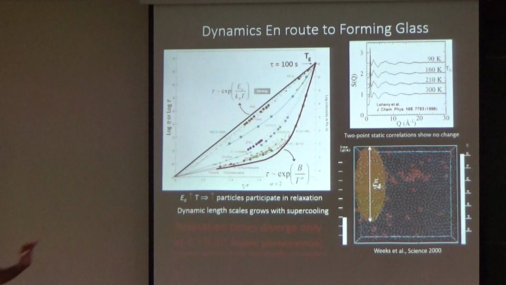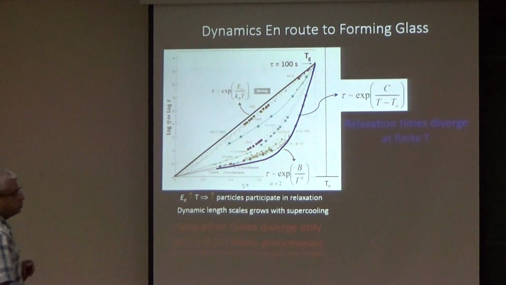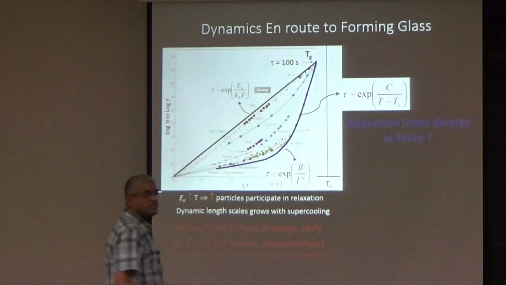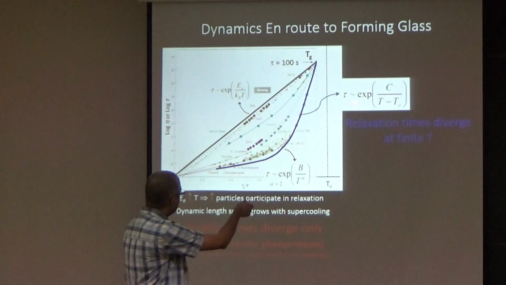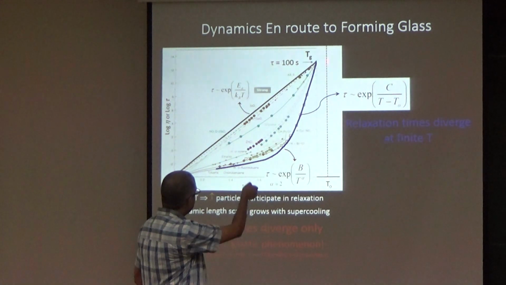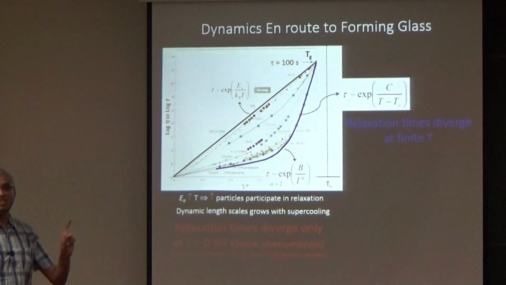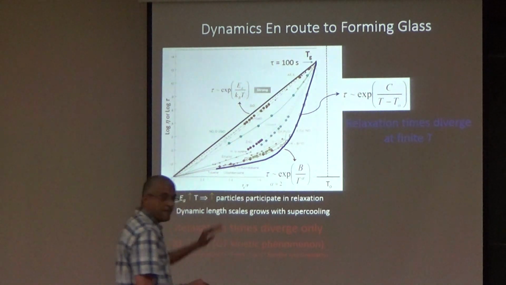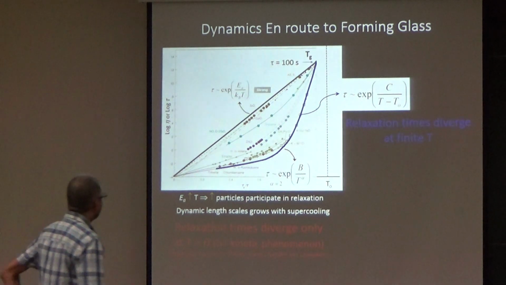So all of this is nice, but this relaxation time data can also be fit equally well, I'm sorry about the colors, by what's called a Vogel-Fulcher-Tammann relationship, okay? And here, the relaxation time seems to diverge at a finite value T naught. It's not T equal to 0, it's T equal to T naught, okay? And I will tell you why this T naught is interesting in a little bit, all right?